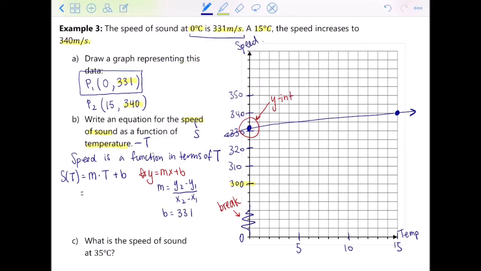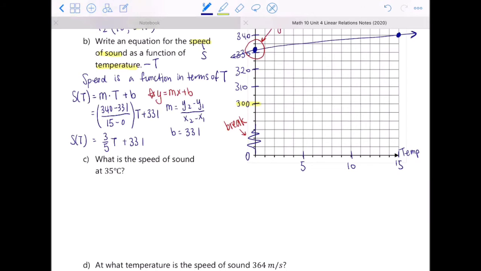All right, so we get slope equals 340 minus 331 all over 15 minus 0, times t plus 331, which simplifies to 3 over 5 times t plus 331. And don't forget the function notation. Moving on to part C, what is the speed of sound at 35 degrees Celsius?